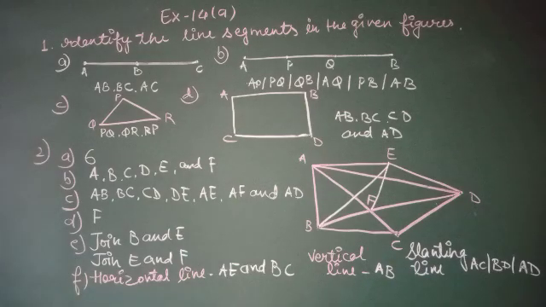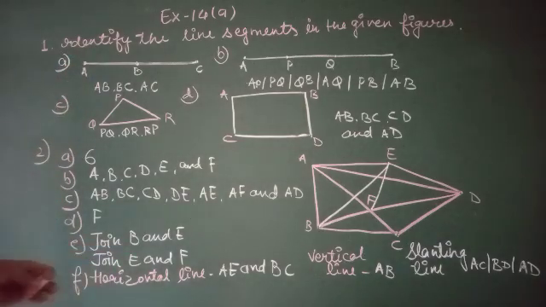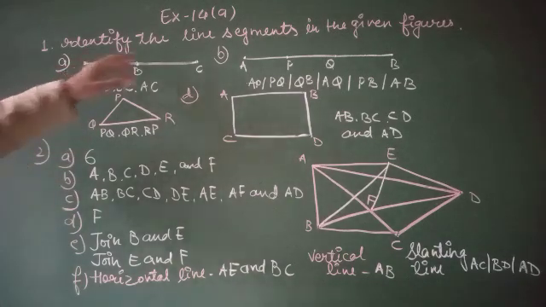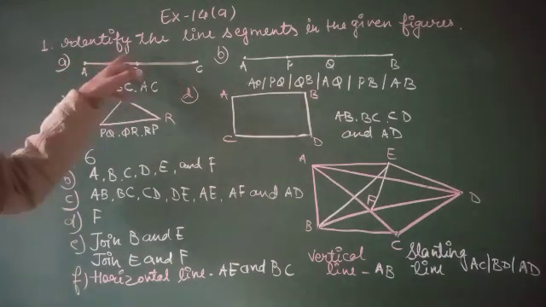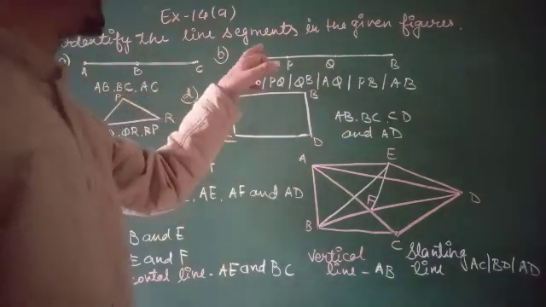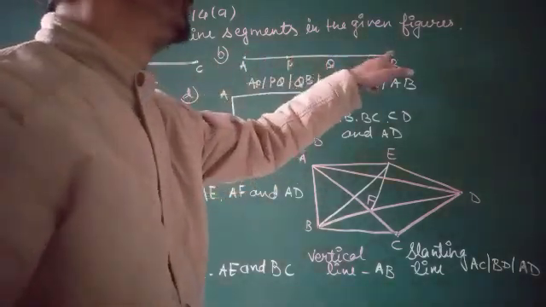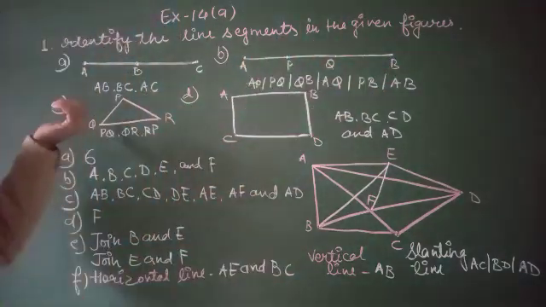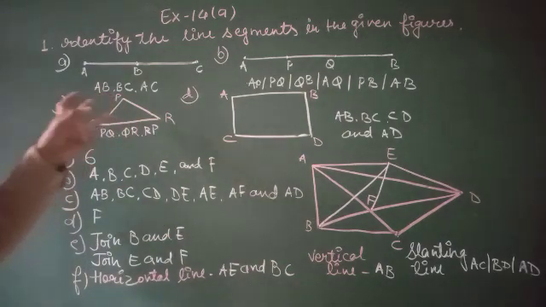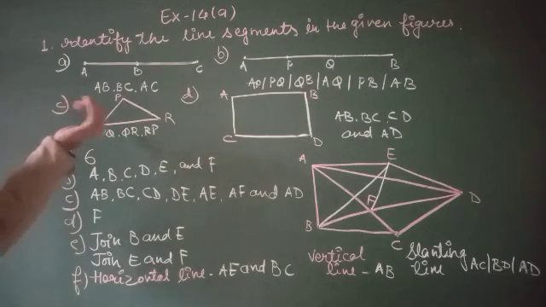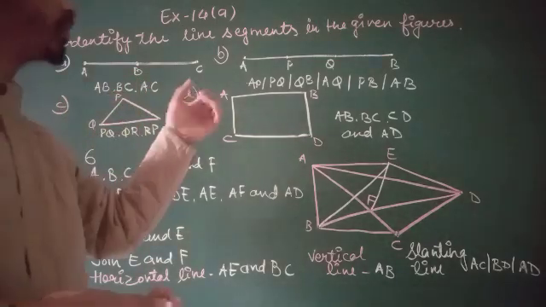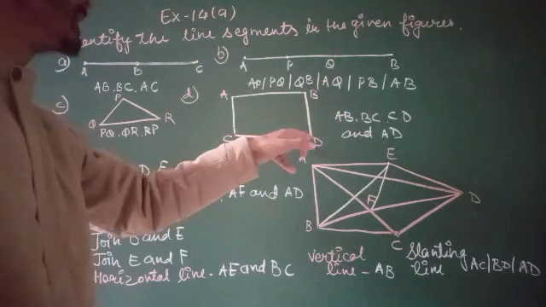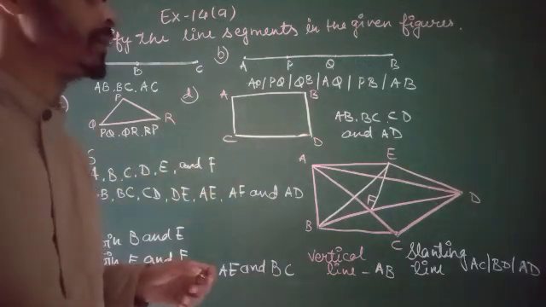Now once again I want to revise all the questions. Question number A, identify the following line segments in the given figure. Here you have to identify different line segments. In this figure, AB, BC and AC are 3 line segments. In question number B, AP, PQ, QB, AQ, PB and AB are the line segments. Question number C, there is a triangle. In a triangle we know that there are 3 line segments: PQ, QR and RP. And question number D, AB, BC, CD and DA. 4 line segments are in a rectangle.